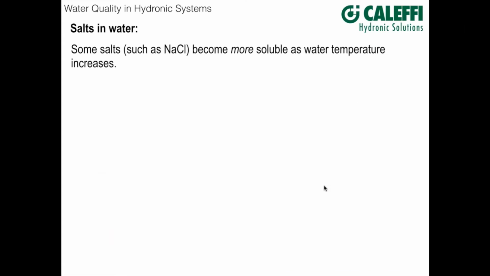Okay. Now, some salts, such as table salt, sodium chloride, become more soluble as the water temperature increases. That means if you had just a pot with cold water and you put table salt in it and stirred it around, at some point you would find that the water would not take on any more salt. You'd actually see salt starting to accumulate in the pot. But if you raise the temperature of that water, just put that pot on the stove, bring the temperature up, you'd find that its ability to contain more and more salt increases as the water temperature goes up.